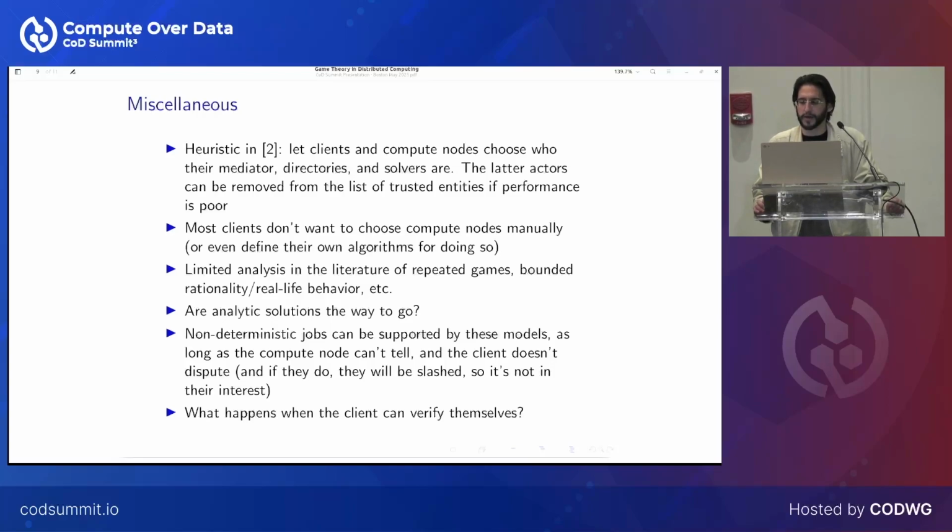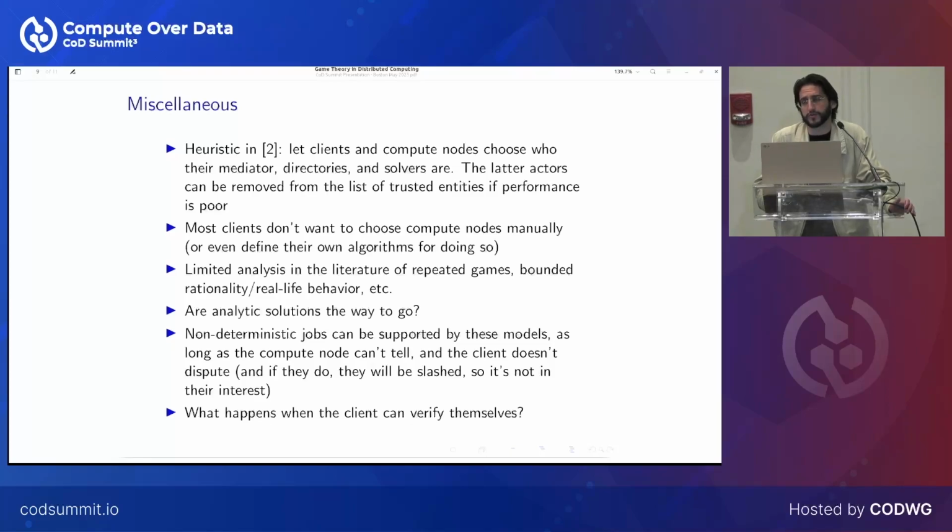And then, of course, we have bounded rationality and real-life behavior. As we know from behavioral economics or just common sense, not everybody is a utility maximizing rational agent. Arguably, does utility even exist? But whatever, that's a different story. I'm just kidding. But there's another question: are analytic solutions the way to go in these environments?